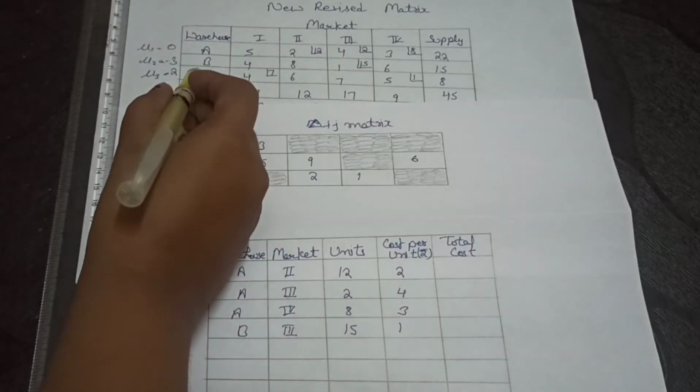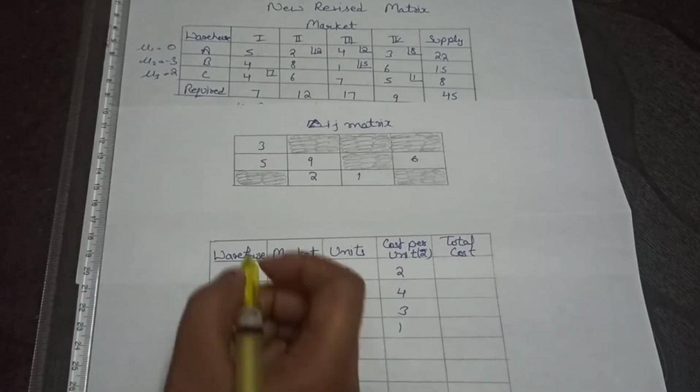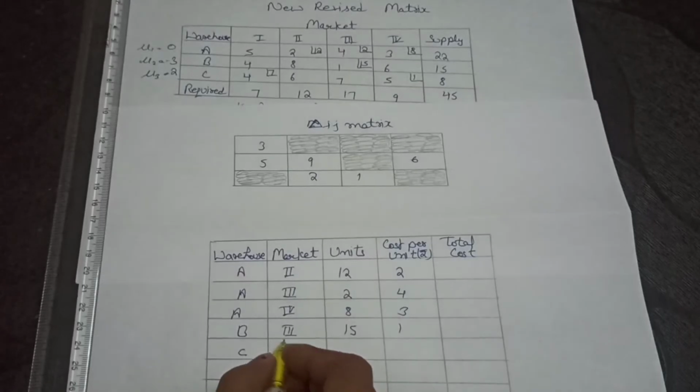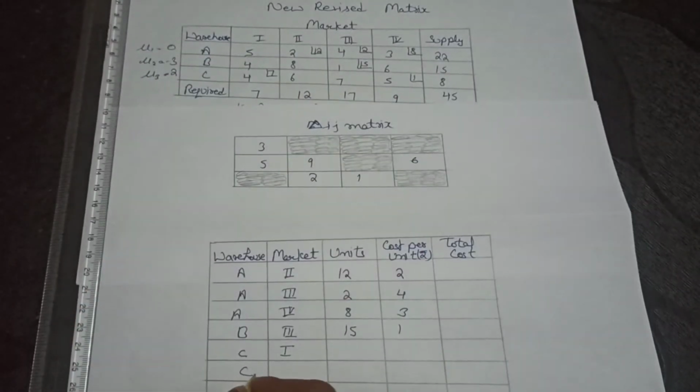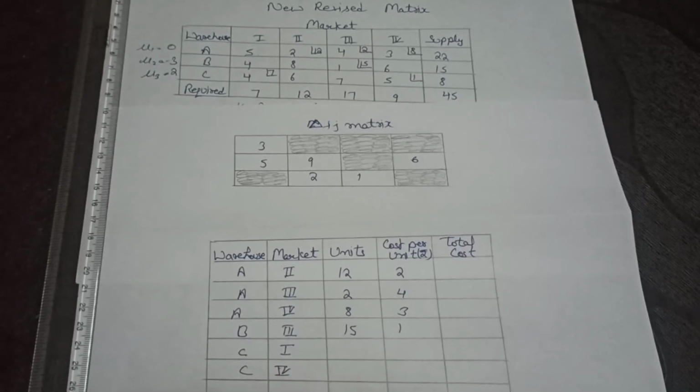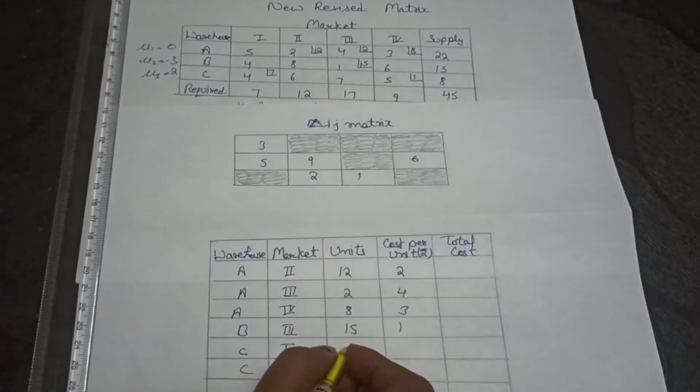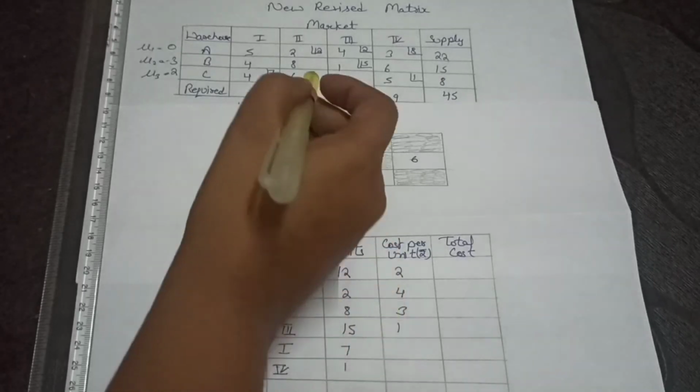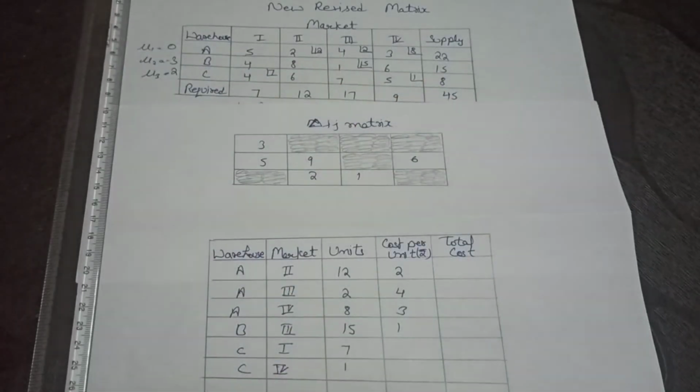So next, warehouse C, C to 1 and C to 4th. Our units are 7 and 1 and the cost is 4 and 5.